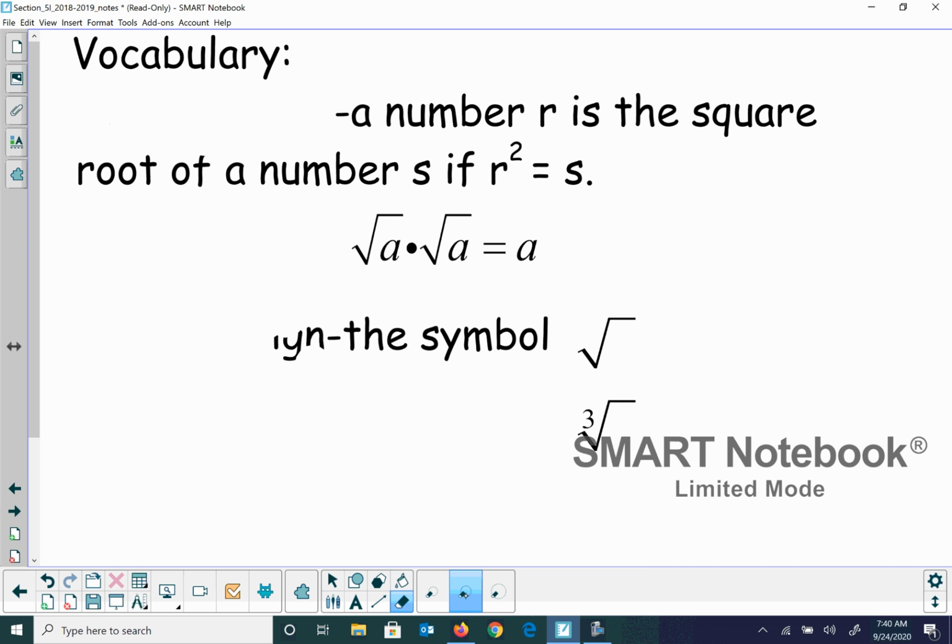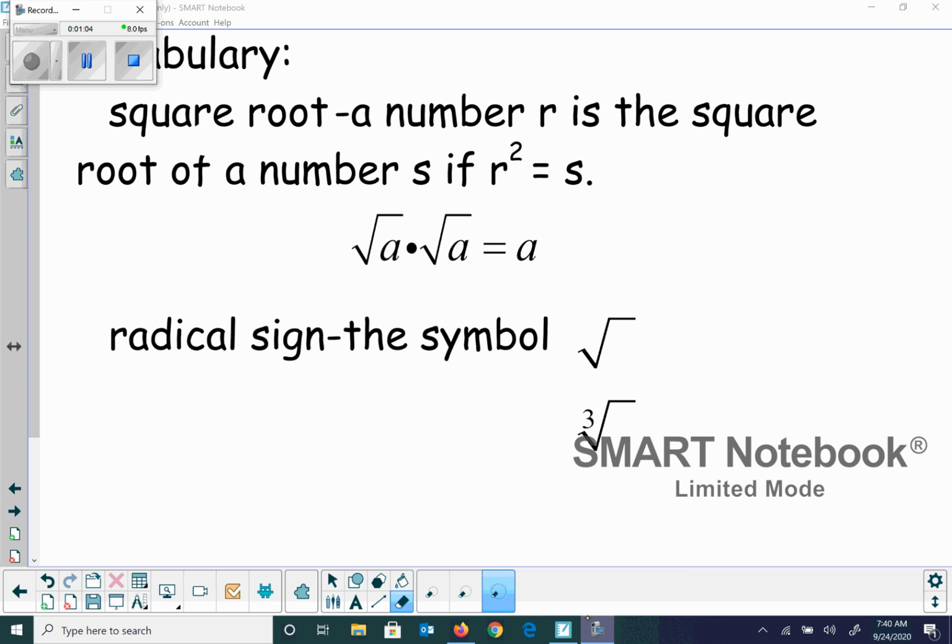Let's erase this and see what you got. So you got a radical sign. Alright, so the square root of a number is a number r. If you multiply two things together, root a times root a is root a squared, which is a.